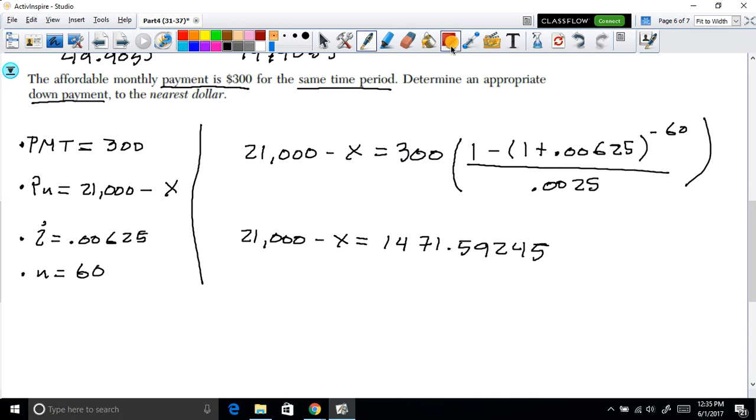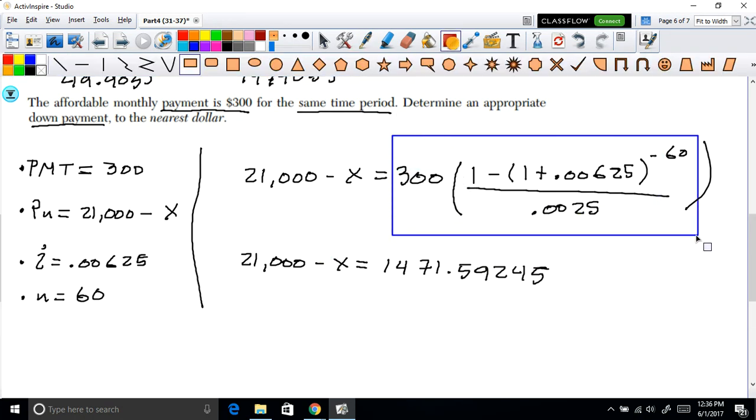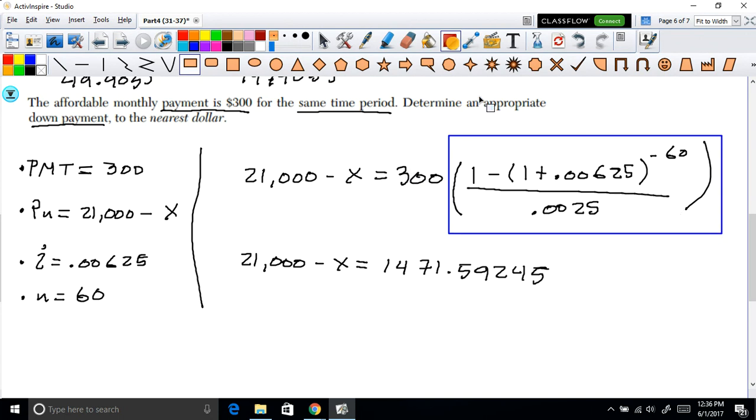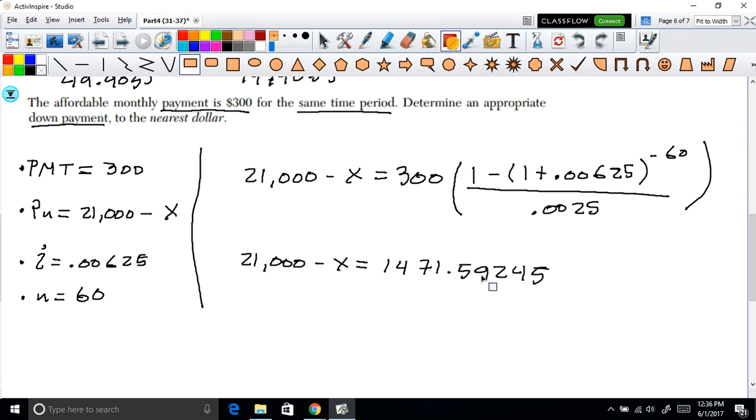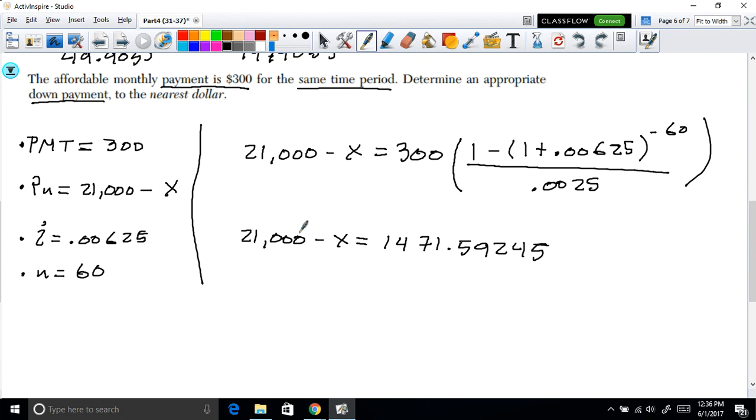That was pretty straightforward to solve for x. Again, all we did was look at the value of this. You can put it in the calculator. What I suggest is to find what this is by putting it in the calculator and then multiply by 300. And that's how we arrive at this number here. So now you want to solve for x. Well, you've got to subtract 21.